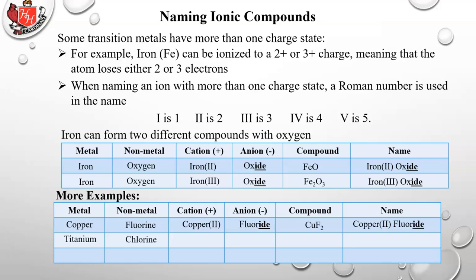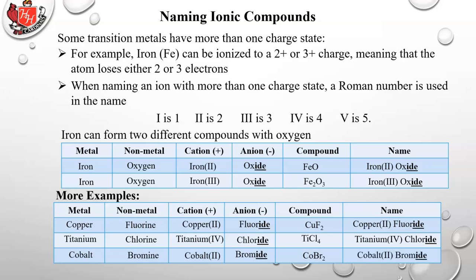Titanium and chlorine. So titanium can have more than one charge. This is going to be titanium(IV). Chlorine is going to become chloride. So you need 4 chlorides, each 1-, to balance the 1 titanium 4+, and that's titanium(IV) chloride. Cobalt, bromine, so we're going to use cobalt with a 2+ charge. Bromine has a 1- charge, it becomes bromide, so it's CoBr2. 2 times 1- equals 1 times 2+, so that's cobalt(II) bromide.